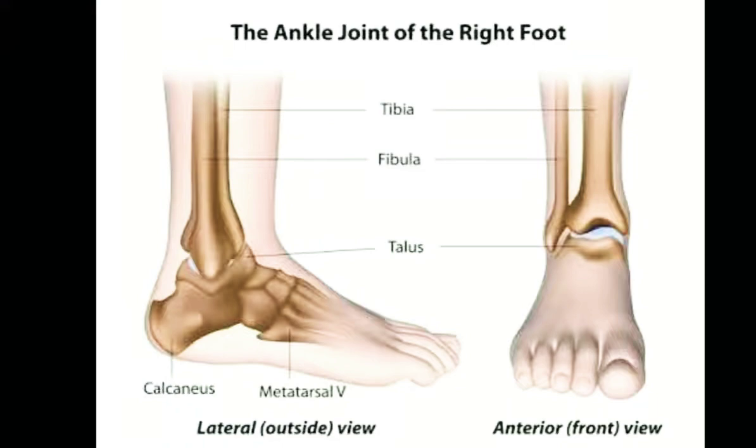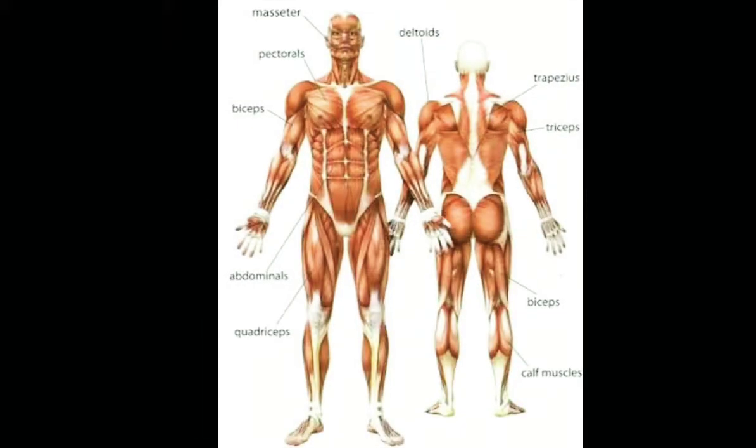Now we will study about muscles. Yes, muscles are made up of tough elastic tissues. They are attached to the bones by strong fibers called tendons. There are about 650 muscles in our body. The muscles move and help to move the bones.